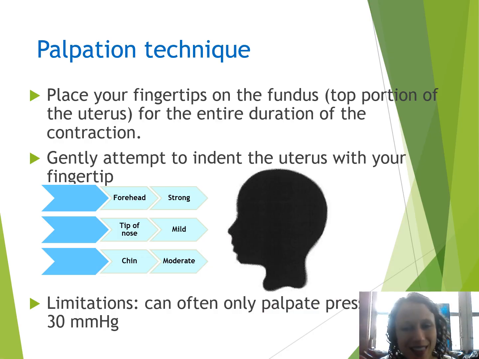So when you're palpating, this is what I didn't want to jump ahead about. When you're palpating, we always use this. I think almost every OB nurse knows this one. So a mild contraction is the tip of our nose, moderate is our chin, and strong contractions are our forehead. So I know you guys are watching from home, but do it with me: mild, moderate, strong. Okay.